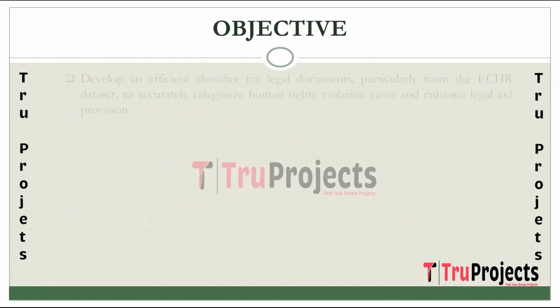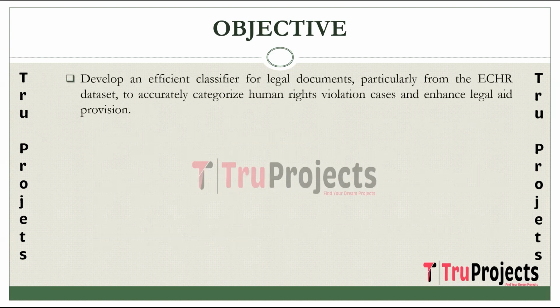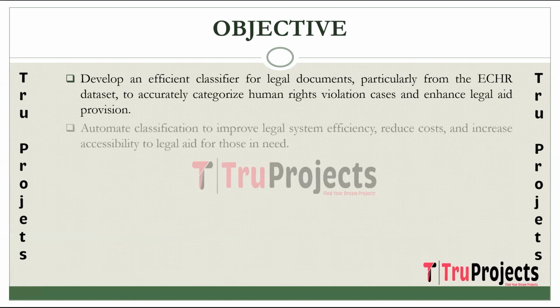Coming to the objective of the project, the objective is to develop an efficient classifier for legal documents, particularly those from the ECHR dataset, aiming to accurately categorize cases related to human right violation and thereby enhance legal aid provision and system efficiency. The aim is to automate the classification process to improve efficiency and reduce cost within the legal system, thereby increasing accessibility to legal aid for individuals in need.